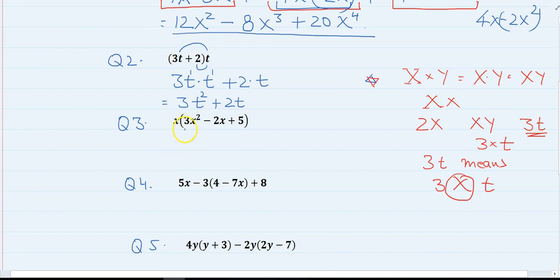Now let's move to another question, that is x, and in the bracket 3x square minus 2x plus 5. As I told you, this one is going to have three terms in the answer. So we have x multiplied 3x square plus x multiplied minus 2x plus x multiplied by 5.